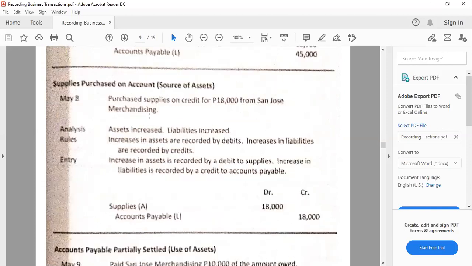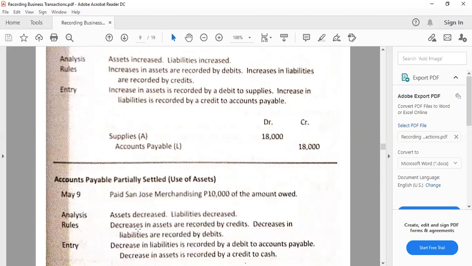Next, supplies purchased on account. So debit supplies and then credit accounts payable. There is no mention that this is with a promissory note, therefore it is assumed to be verbal. So supplies and accounts payable are to be recorded at 18,000. Explanation: to record purchase of supplies on credit. You can also use on account or in terms. Some books will be using in terms.